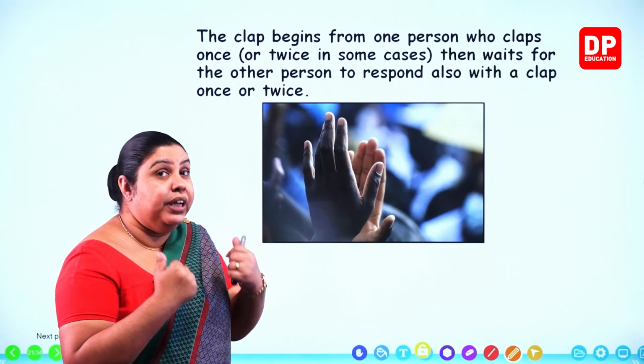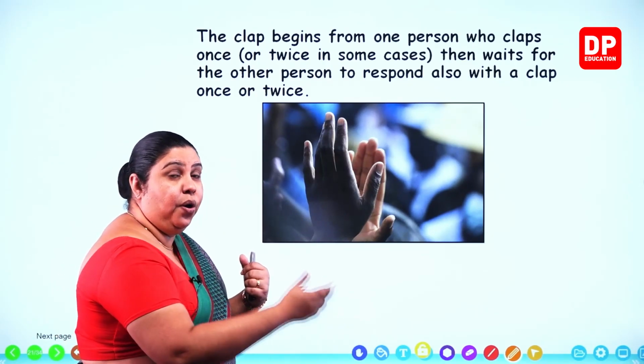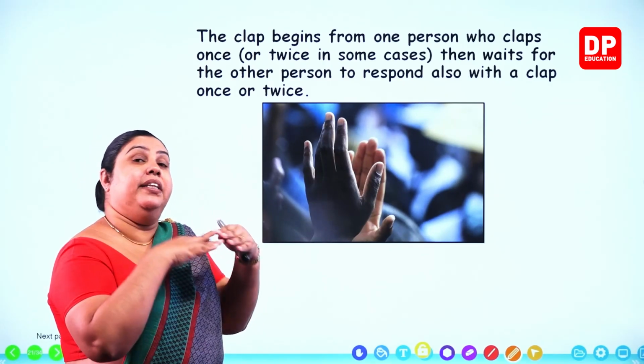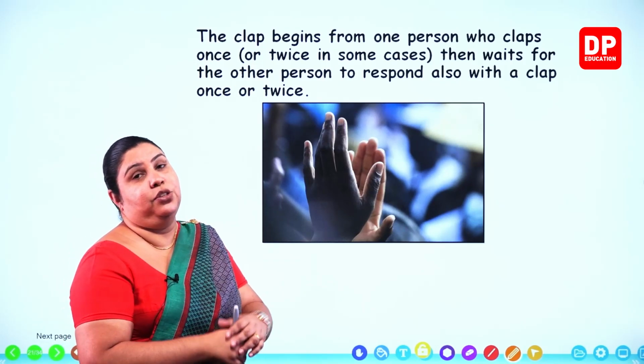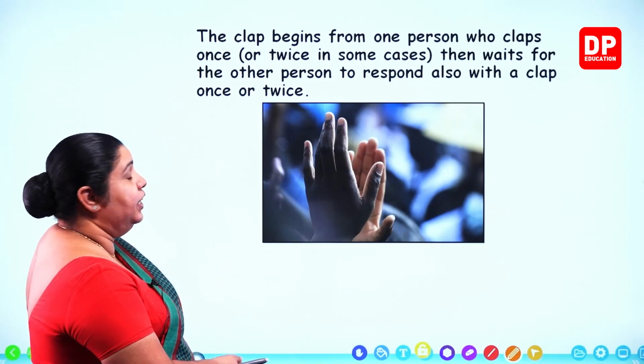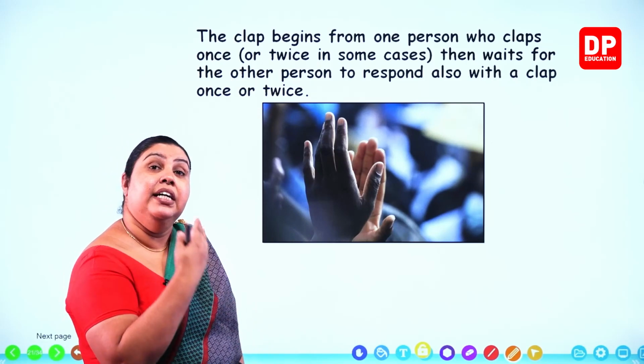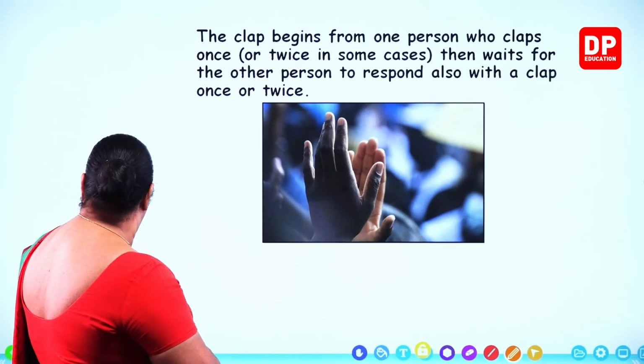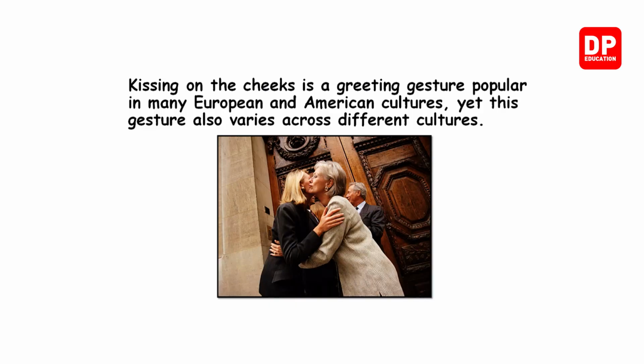So when you greet them, that person will shake your hand and will clap, and then in return the other person needs to clap as well. So that is another unique way of greeting each other in Zimbabwe. Then next we have kissing on the cheek, a greeting gesture popular in many European and American cultures, yet this gesture also varies across different countries and cultures, okay?